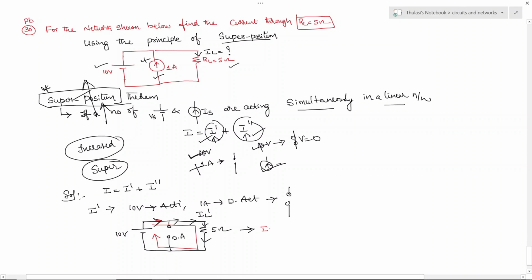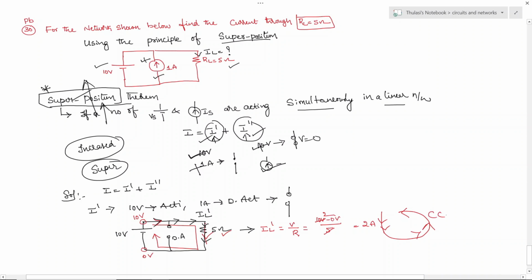IL dash is equal to I, and the formula is V by R. The voltage at this point is 10 volts, and the voltage at this point is 0 volts. So V is 10 minus 0, which is 10 volts, divided by R. The R value is just 5. So 5 twos are 10, which is 2 amperes of current, flowing from top to bottom, which indicates that it is flowing in a counter clockwise direction.